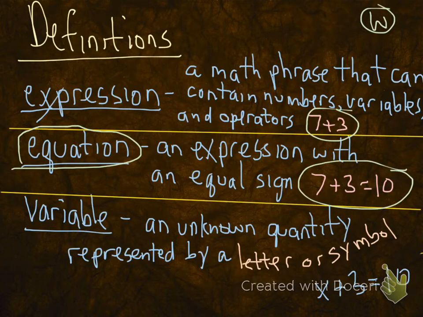And our last definition for today is a variable. You might have heard this word in science, but a variable is just an unknown quantity, that means an amount or a number, represented by a letter or symbol. So here we have x plus 3 equals 10. This x, this letter, will be our variable.